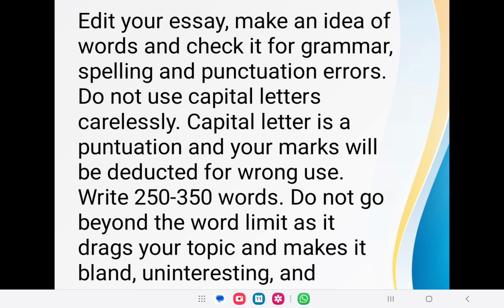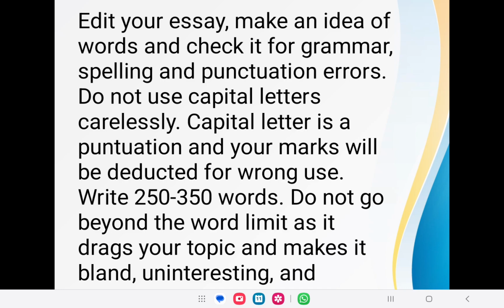So you have to edit your essay, and if you find some spelling mistakes, or maybe some omissions where you might not have written a few words, you can write those things while editing your essay. You can check your grammar mistakes, your spelling mistakes and punctuation mistakes.